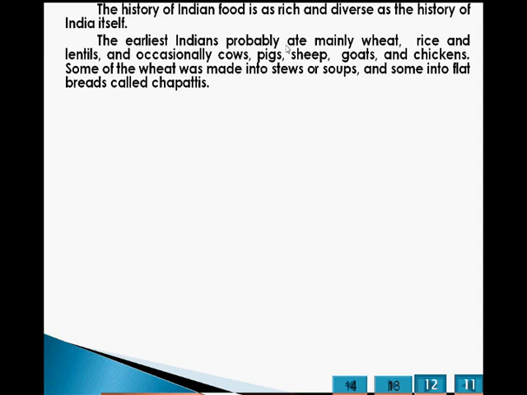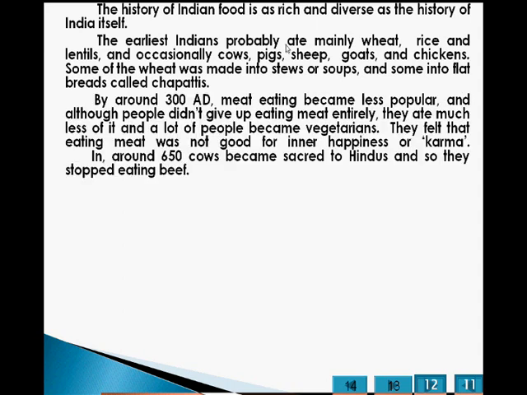But again, what is the main idea of paragraph 2? If you just read the first sentence, you will know that the main idea of paragraph 2 is the type of food the Indians ate, okay? And not any Indians, they are the earliest Indians, okay? So we are dealing with the history of Indian food. Let's look at paragraph 3.